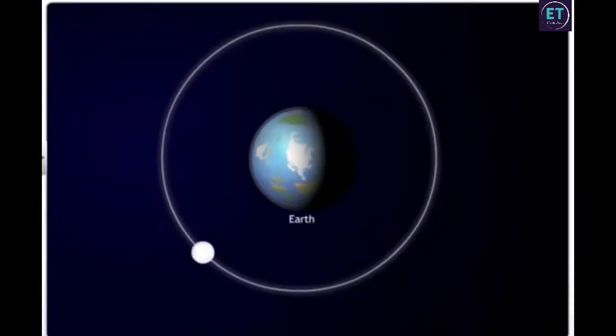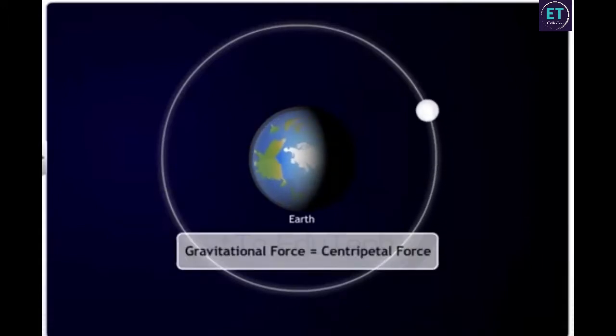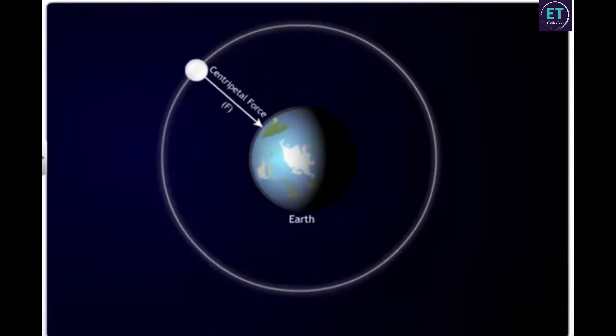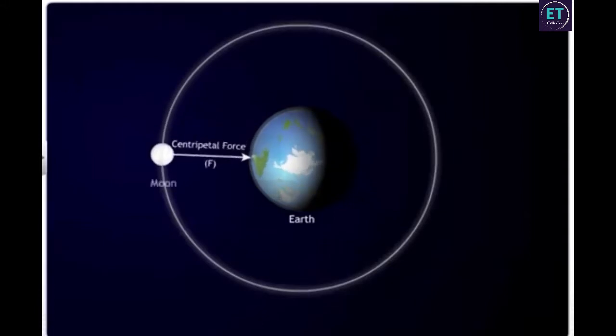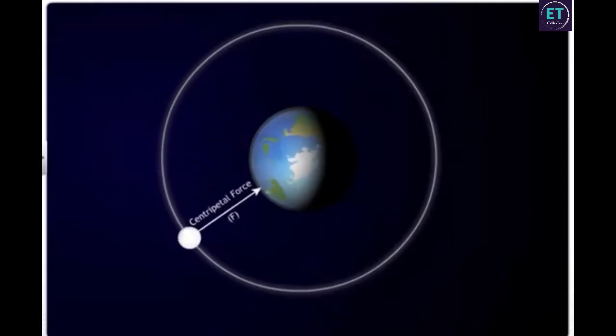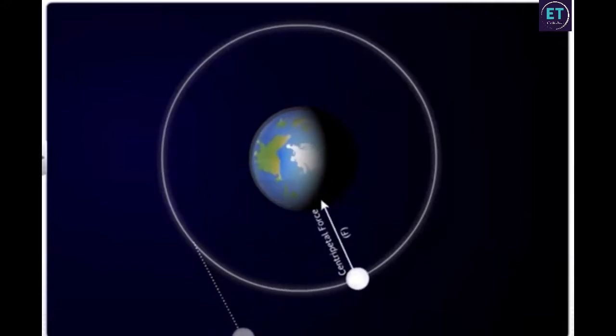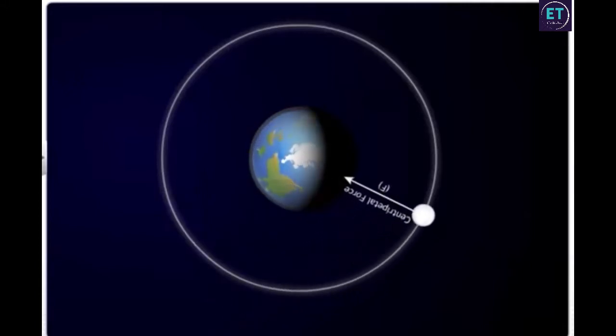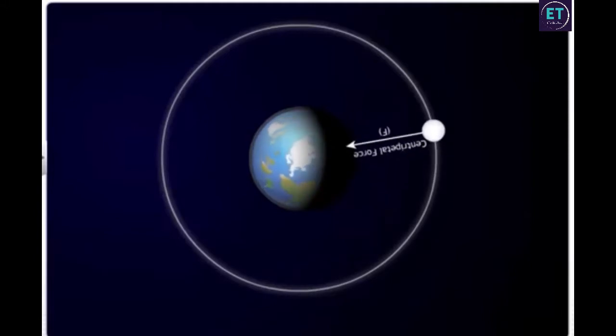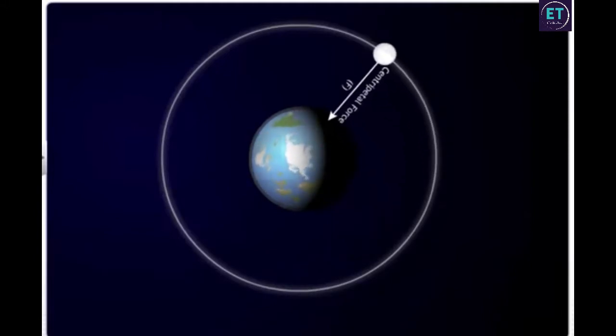The reason for the motion of the Moon around the Earth is similar to that of the motion of the hammer just discussed. The gravitational force of attraction between the Earth and the Moon provides a centripetal force for the Moon. In the absence of centripetal force, the Moon would follow a tangential path similar to that observed in the case of the hammer discussed. In that case, our Moon would have flown away from the Earth long back.